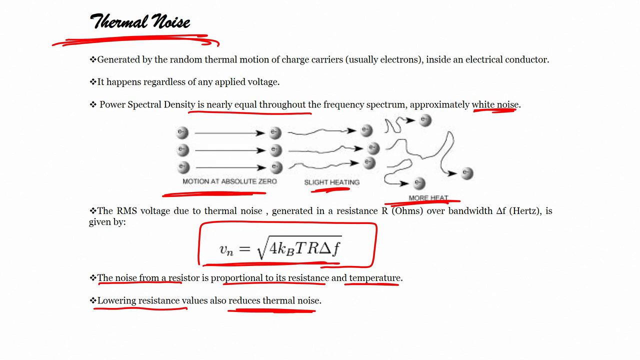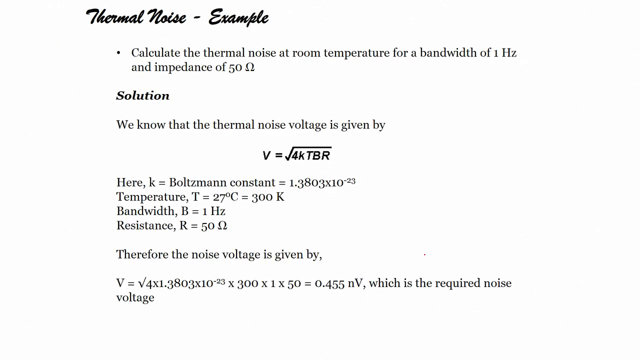Second, if you increase the heat or the temperature, the noise will increase. If the resistance value is higher, noise will increase. Lowering the resistance values will also reduce the thermal noise. All right, and then you have to remember this equation. Now, let us see an example of thermal noise.